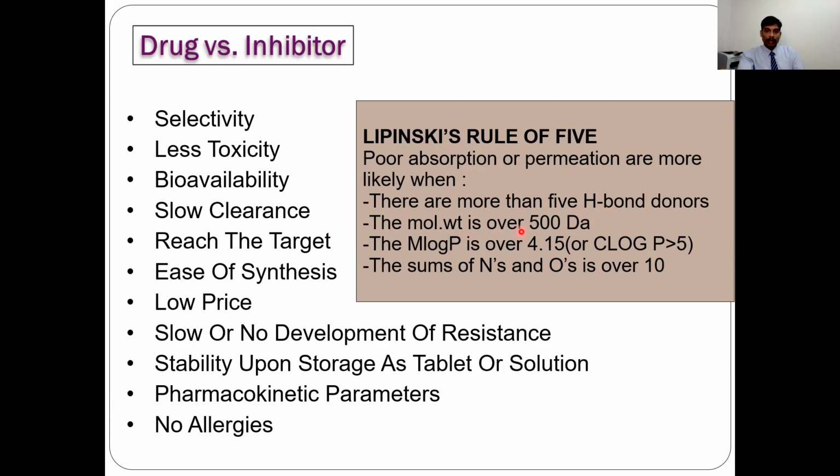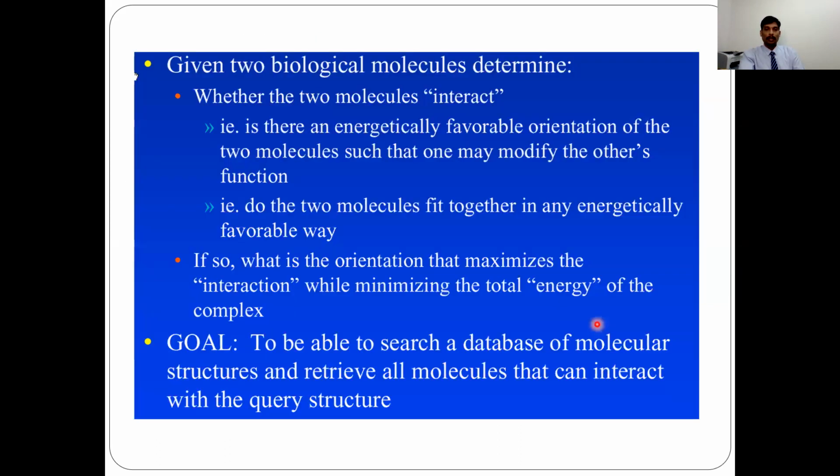Molecular weight should be less than 500 Daltons. MlogP should be less than 5, not over 4.5. And the sum of nitrogen and oxygen should be less than 10, in order to become a better drug candidate.